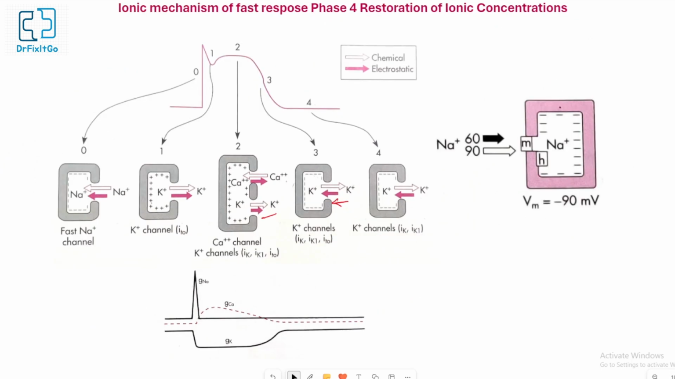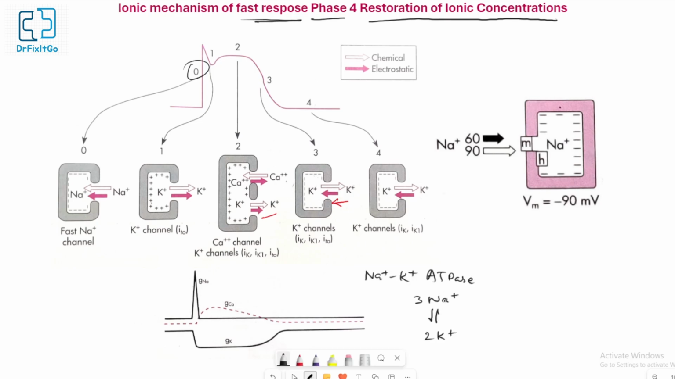Now let's talk about phase 4, restoration of ionic concentration in fast response. The excess sodium ion that entered the cell rapidly during phase 0 and more slowly throughout the cardiac cycle is eliminated by the action of the enzyme sodium potassium ATPase. This enzyme ejects 3 sodium ions in exchange for the 2 potassium ions that have exited from the cell mainly during phase 2 and phase 3.